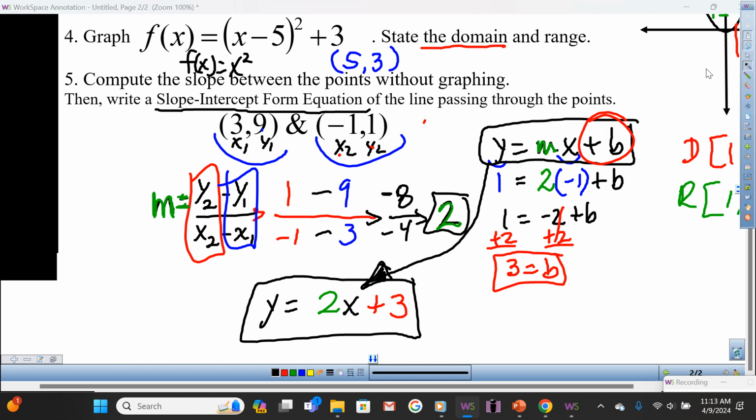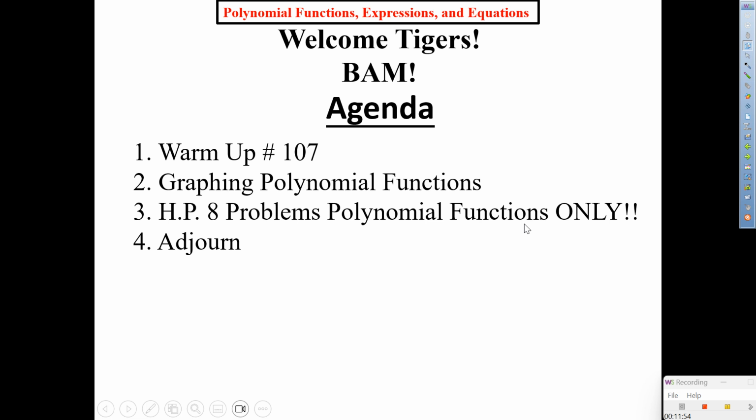All right, copy the agenda, please. Warm-up 107, graphing polynomial functions. And tonight's homework, it's only 8 problems, only. Yes, only.